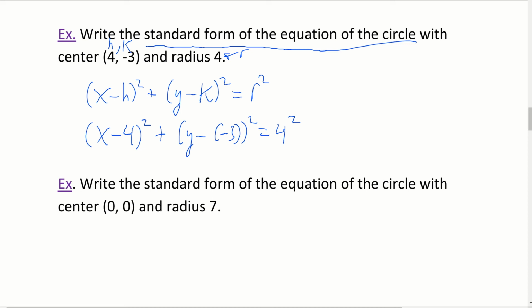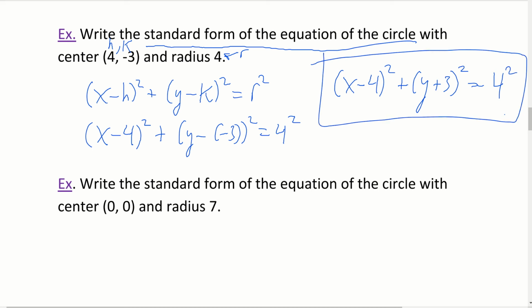And then to finish this off, the only thing we want to do is simplify any potential double negatives like we have in here. So we can rewrite this as x minus 4 squared plus y minus the minus, which is going to become a plus 3, squared, is equal to 4 squared. And again, we don't want to write this out. You could write this as 16, but it's more convenient to have it with that square on the right hand side, just so that if somebody looks at it, they can very easily recognize that that radius is equal to 4. So that would be the standard form of the equation of our circle.